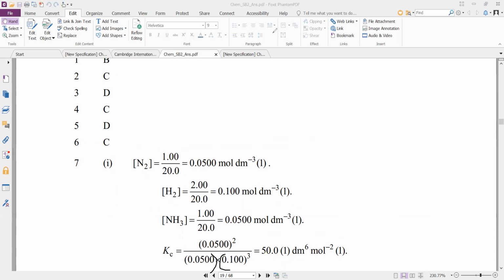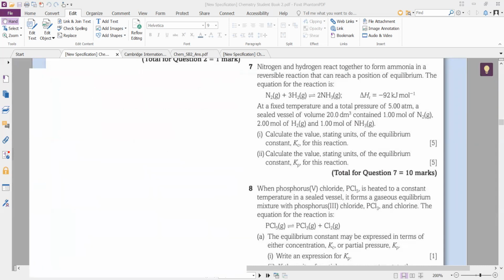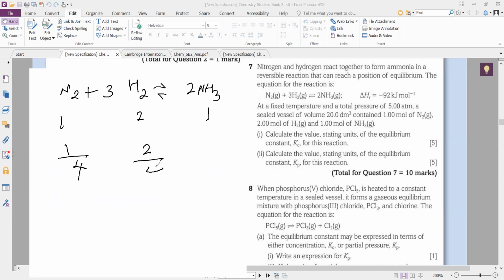Right. Next question. They might ask to calculate the Kp. So again, we can write the expression. N2 plus 3H2 2NH3. Put here you have 1 to 1 mole fraction. 1 divided by 4.